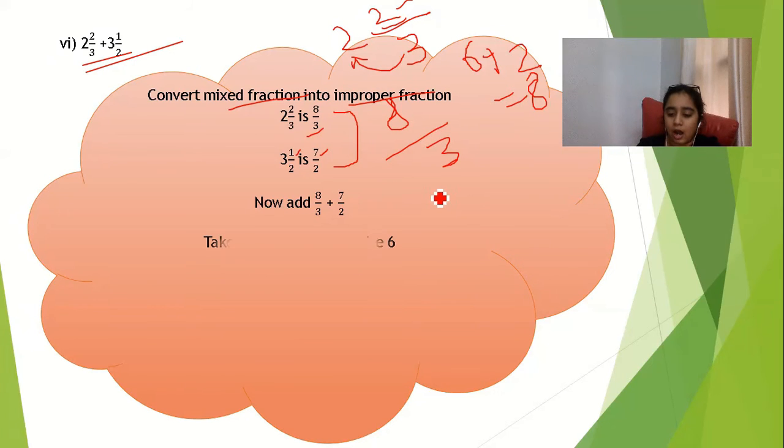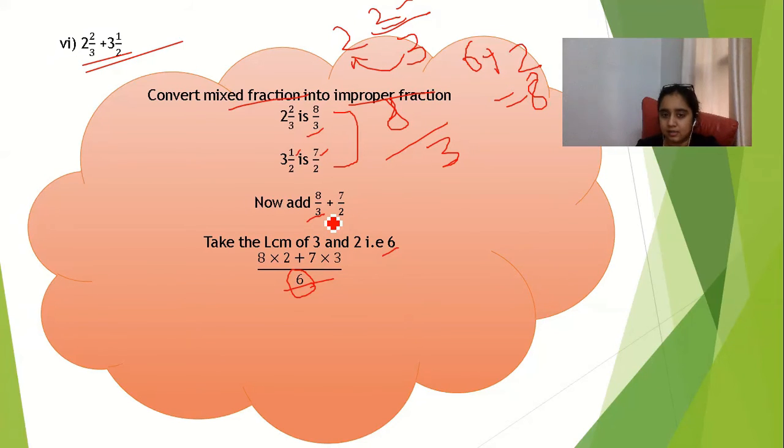I will take the LCM of 3 and 2, the denominator values, and I will get the answer 6. I will put that 6 in the denominator position, and in my next step I will divide this 6 by this denominator value, and I will get the answer 2, and that 2 should be multiplied by this numerator value, that is 8. 8 multiplied by 2, and this plus sign will remain as it is.